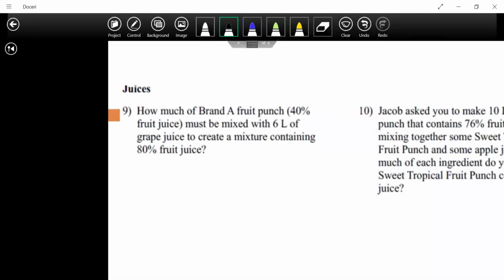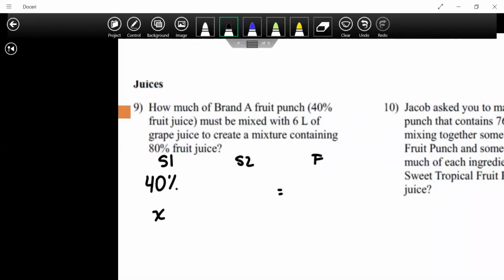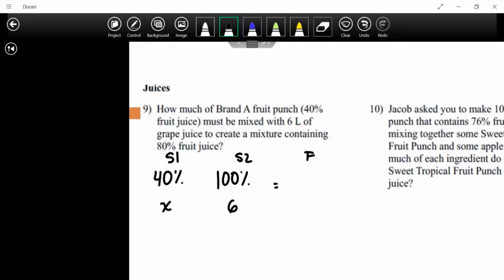So let's see if we set this up. Solution 1, solution 2, and our final solution. We need to find out how much of brand A at 40% is going to mix with 6 liters of grape juice. We're given 6 liters at 100% concentration to create a final mixture of 80%. So what should we write for the grouping of this? X plus 6.